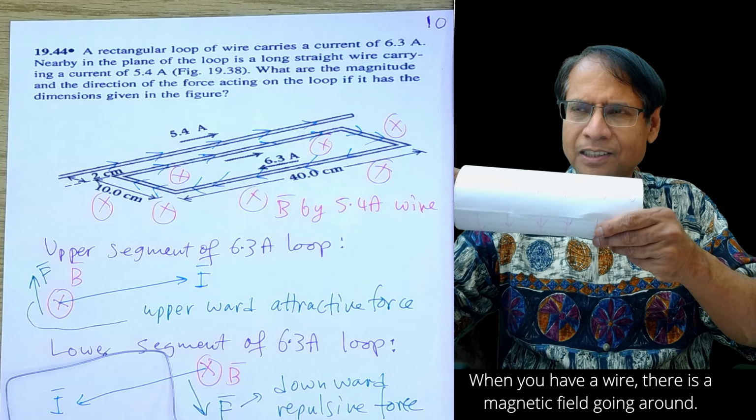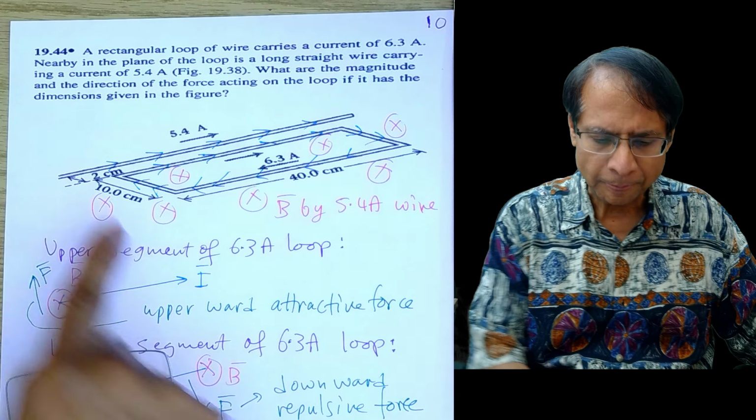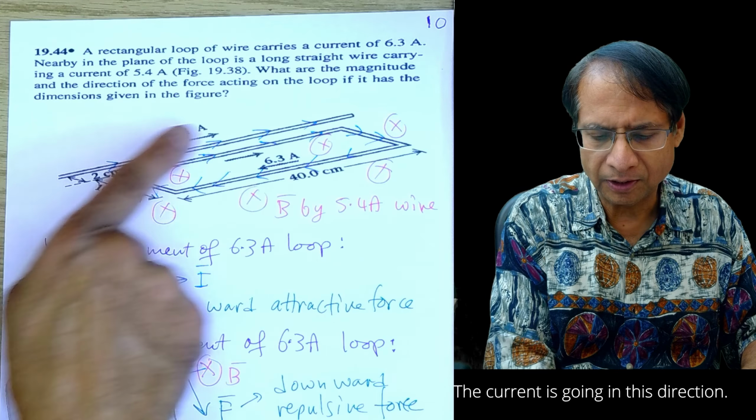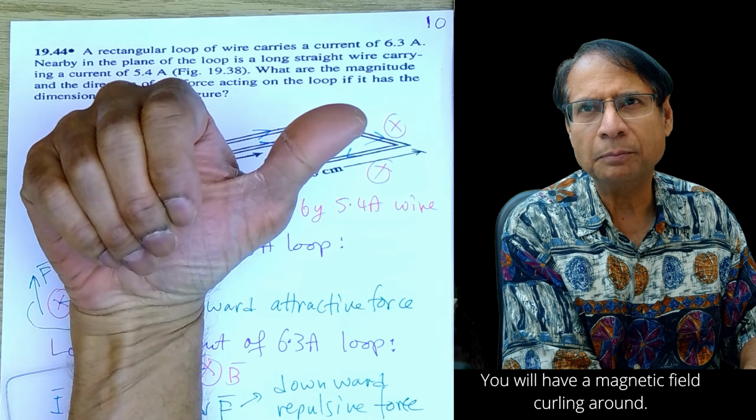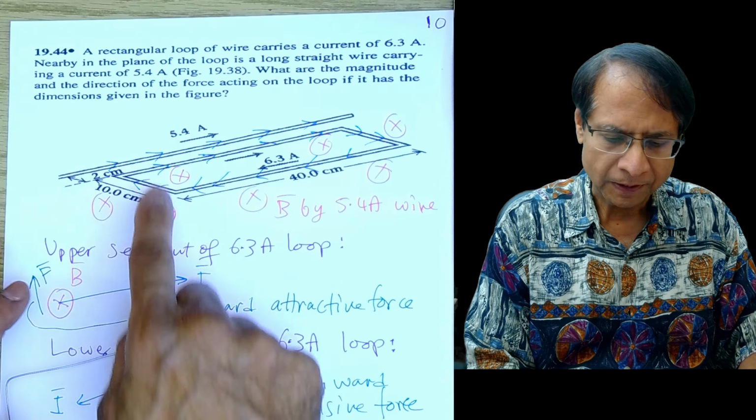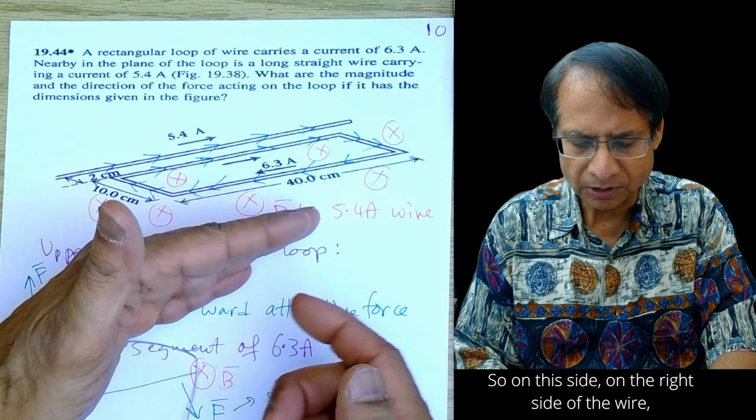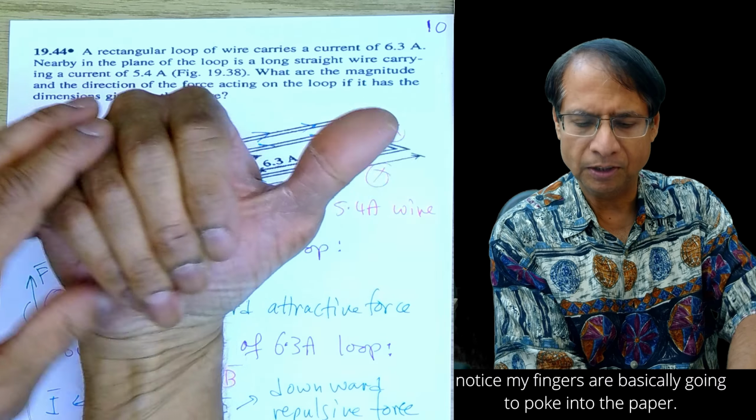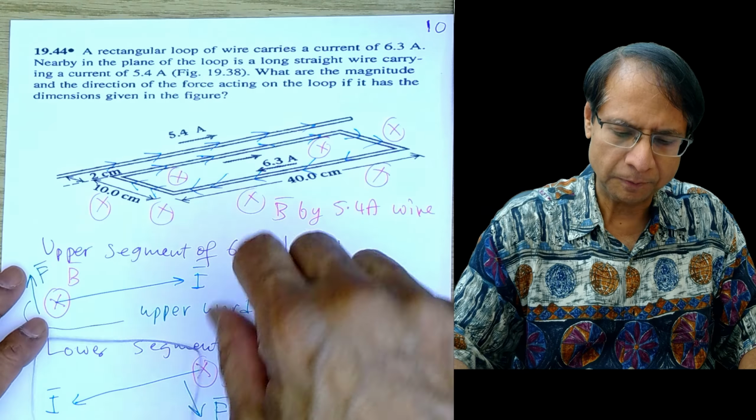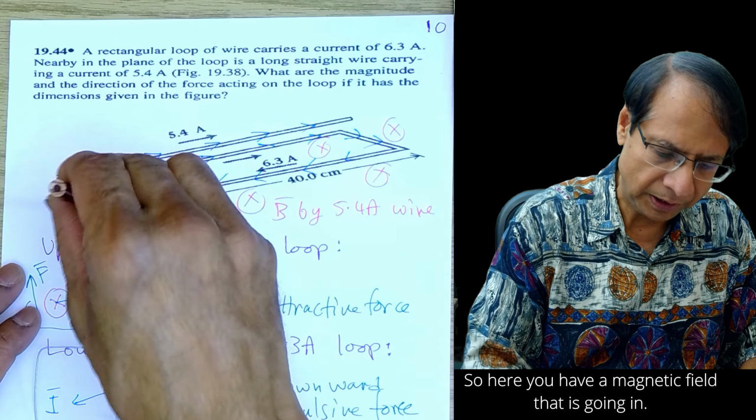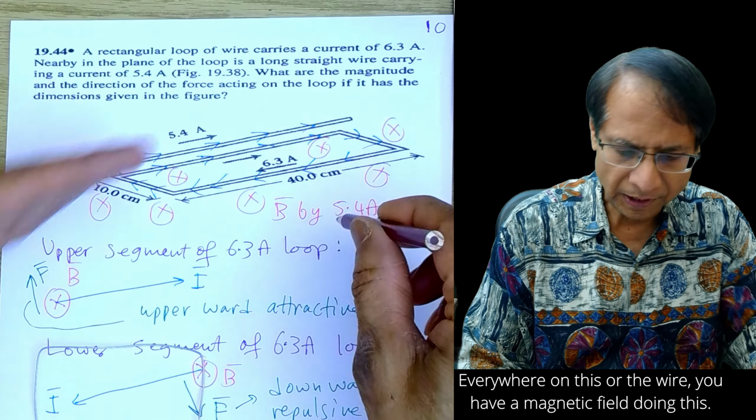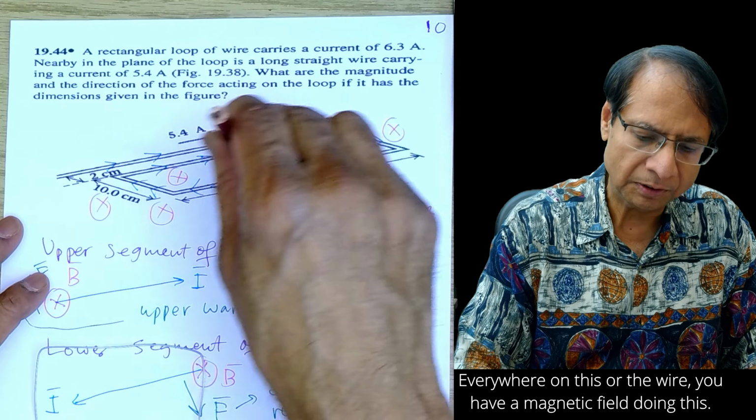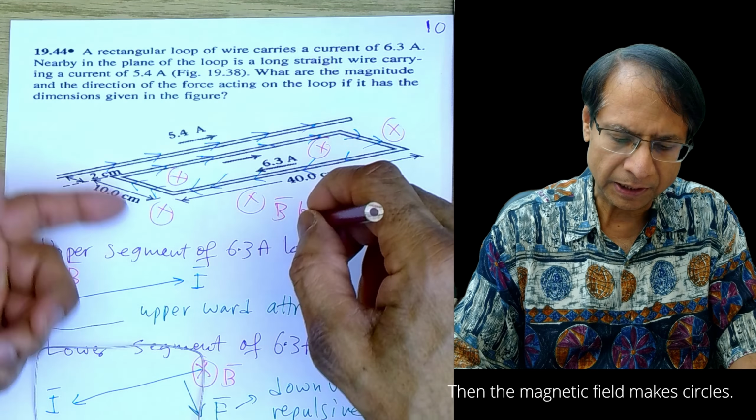When you have a wire, there's a magnetic field going around. So this wire is going like that. The current is going in this direction. You will have a magnetic field curling around. So on the right side of the wire, notice my fingers are basically going to poke into the paper. So here you have a magnetic field that's going in. Everywhere on this side of the wire, you have a magnetic field doing this. The magnetic field makes circles.